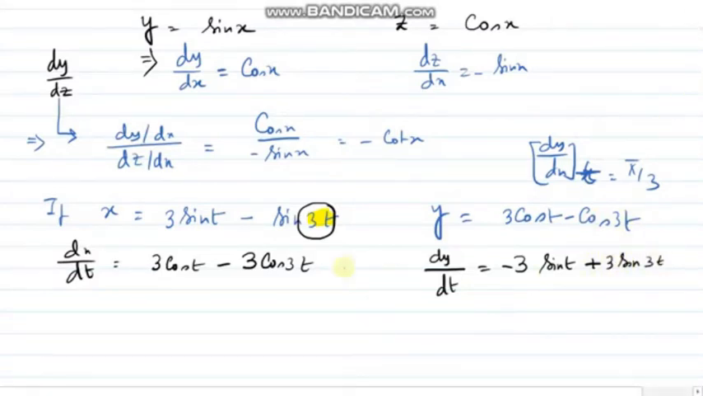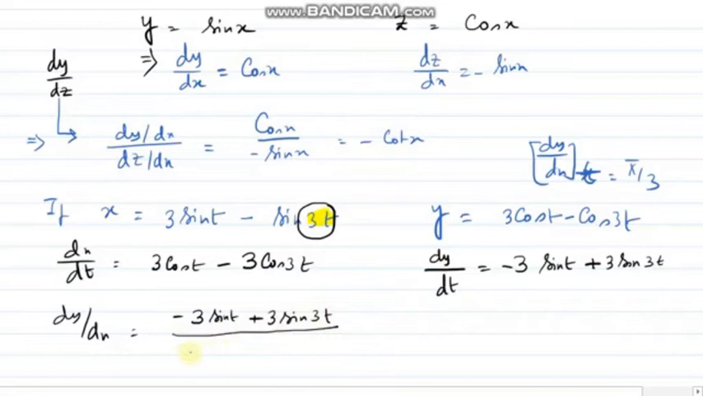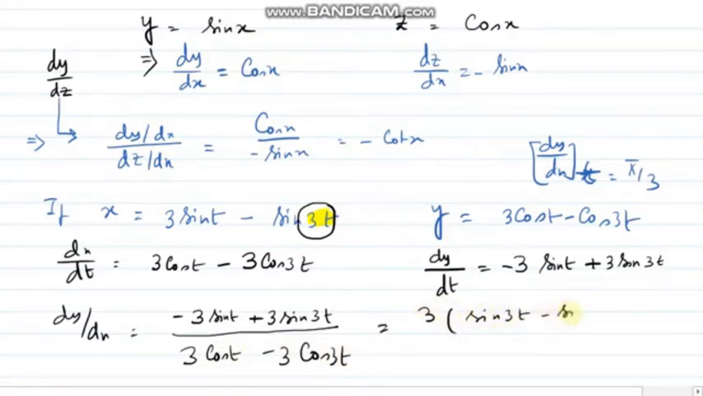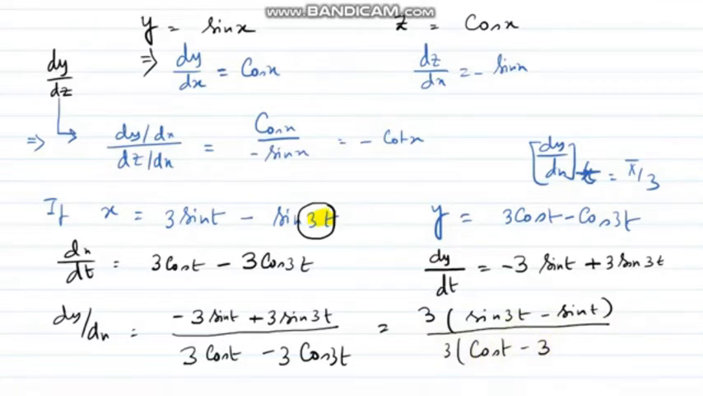So your dy/dx will be minus 3 sin t plus 3 sin 3t divided by 3 cos t minus 3 cos 3t. So you can take 3 common, it will be sin 3t minus sin t divided by, again 3 common, so it will be cos t minus cos 3t, right? Can all of you understand this step?